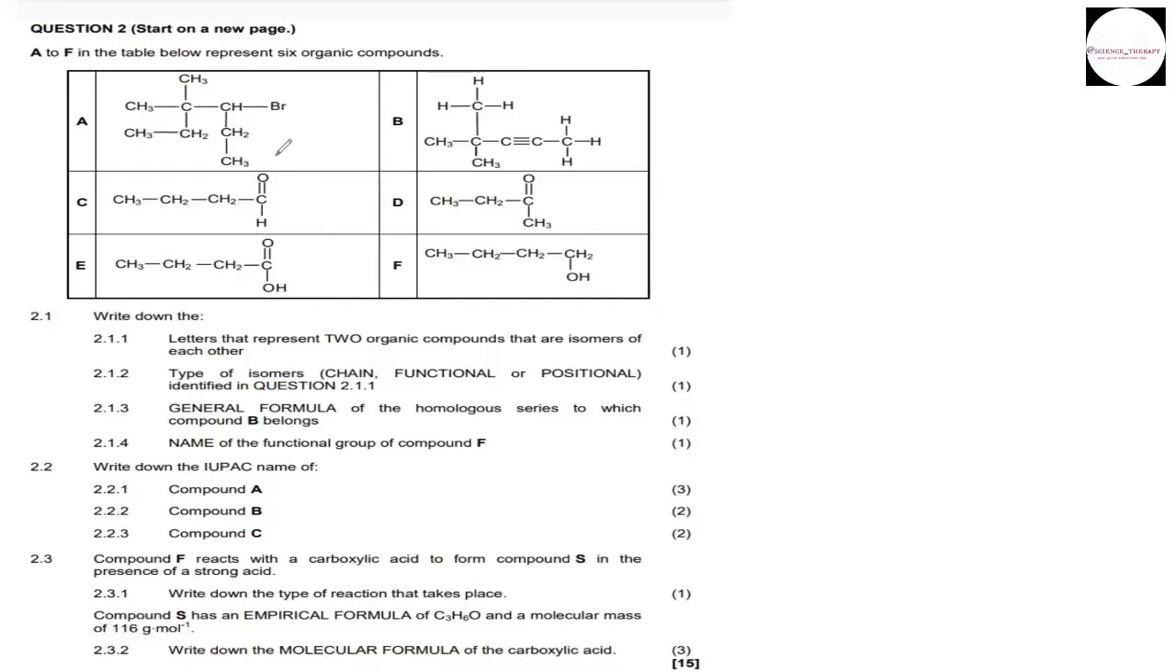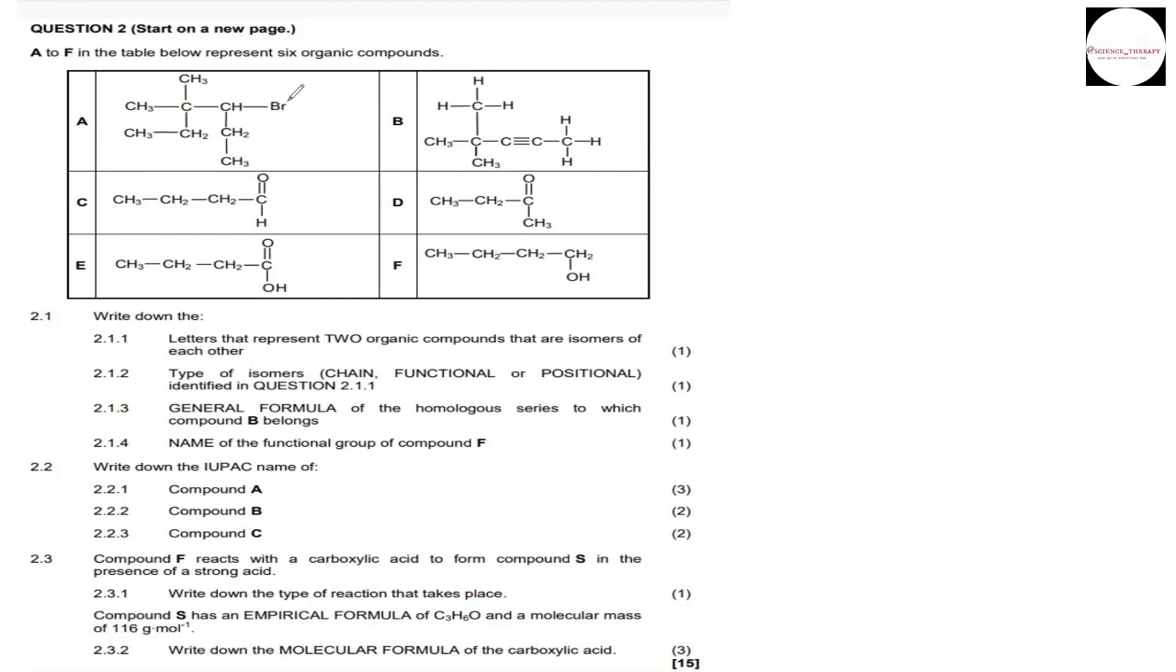Okay, so we have question 2. It says A to F in the table below represent 6 organic compounds. And then we know what we should do first is to analyze where each and every organic compound here belongs, right? So which homologous series does each organic compound belong in?